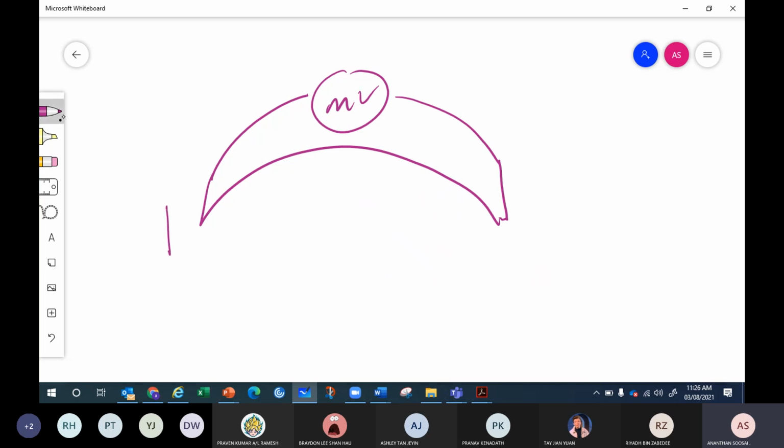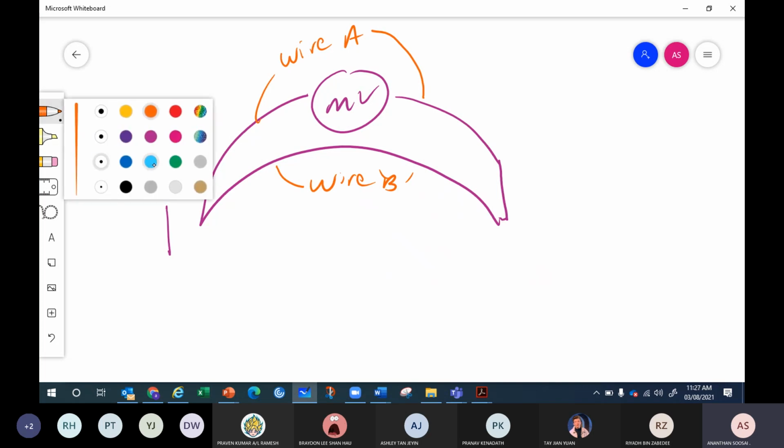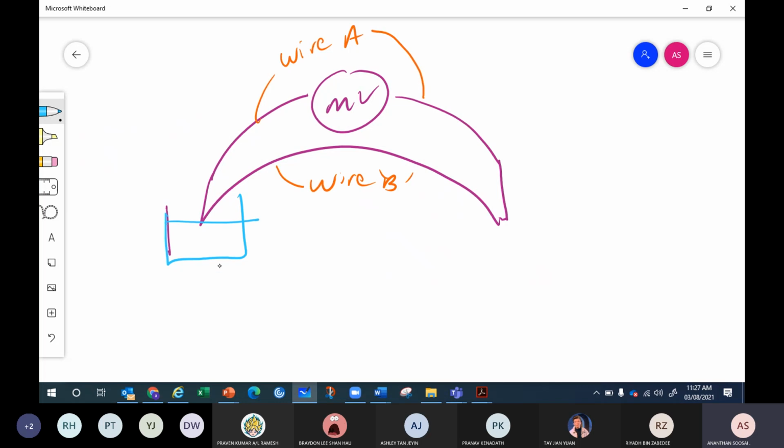This is wire A. This also is wire A. This is wire B, a different metal. The top is made of metal A, the bottom is made of metal B. Then let's say you put a beaker which has a temperature of 0 degrees Celsius, and you put another beaker here with another liquid at, let's say, 100 degrees Celsius. A voltage will be generated between these two junctions.